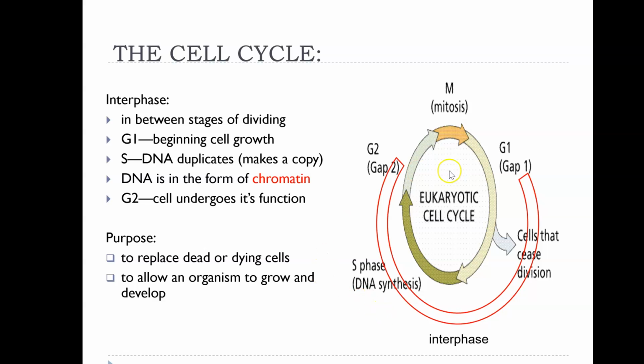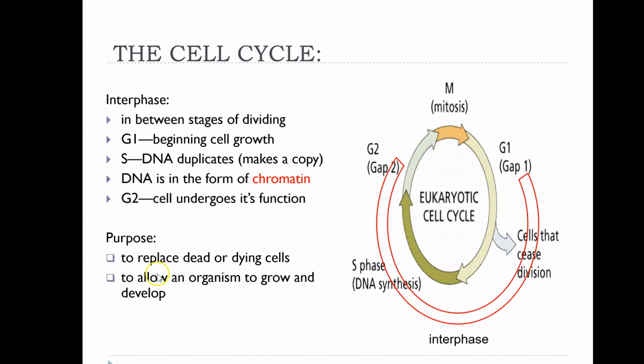Again, you have the small section of the cell cycle, which is mitosis. Then you have the G1 phase, the beginning of cell growth. The synthesis phase is where the DNA is replicated, making basically a copy of the DNA. The DNA in this phase is in the form of chromatin. And then you have G2, where the cell undergoes its regular functions and prepares for mitosis.